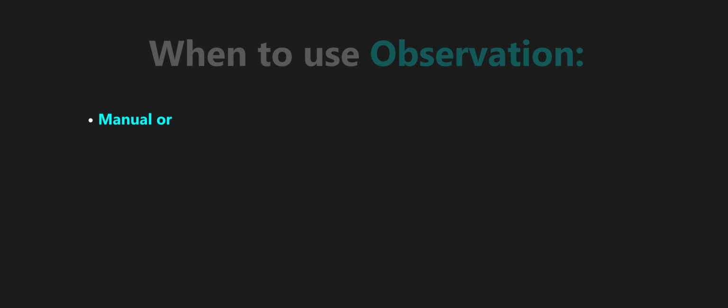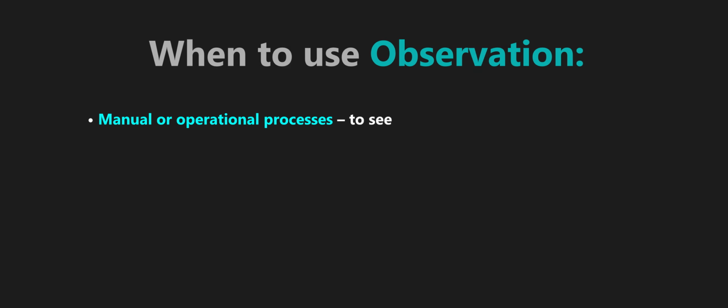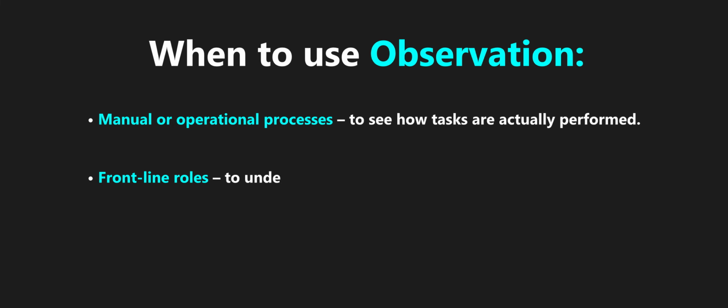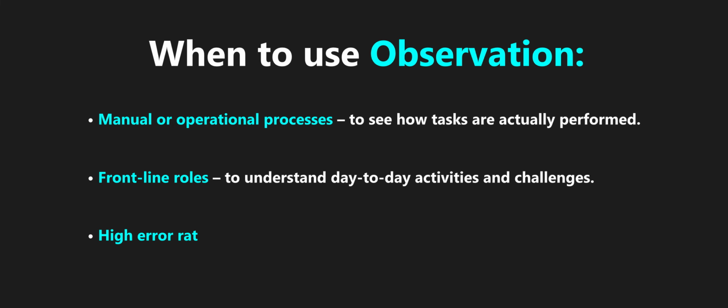Sometimes stakeholders find it difficult to explain what they do because their tasks have become second nature to them. So that's where observation becomes very valuable. So when to use observation? Manual or operational processes, to see how tasks are actually performed. Frontline roles, to understand day-to-day activities and challenges. High error rates, to identify issues and uncover root causes.